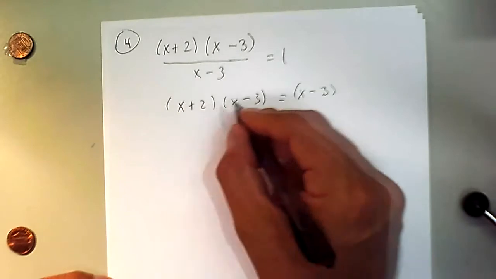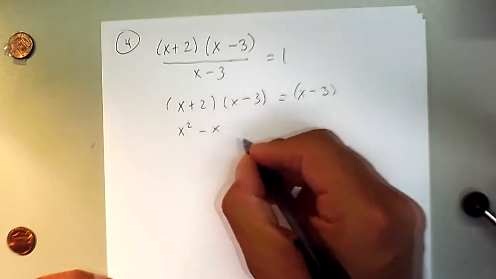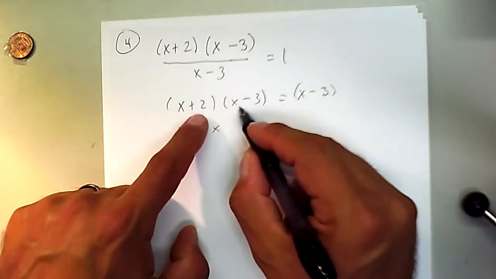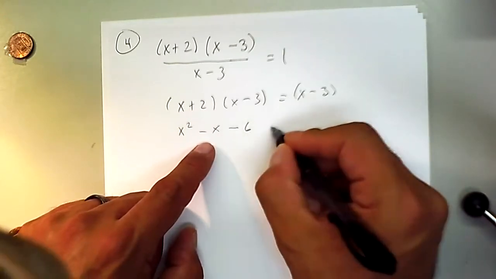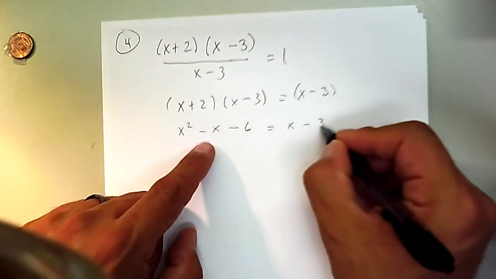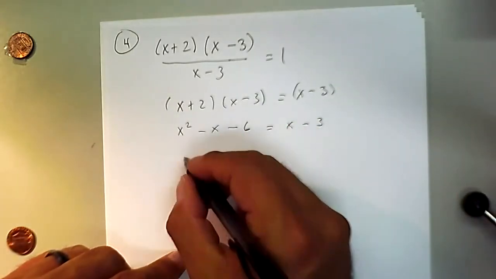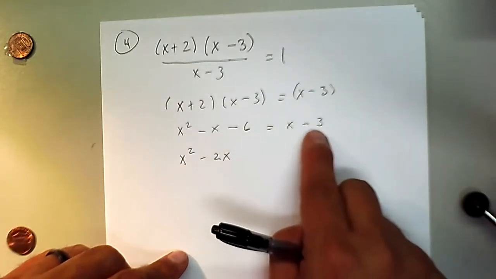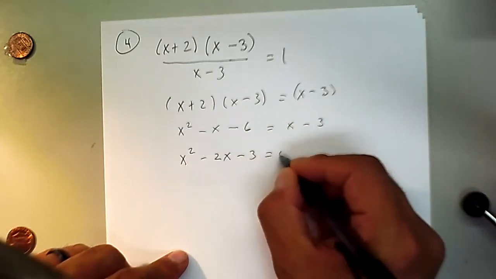Actually, let's multiply this out and see what happens. X squared minus x, because when we FOIL, we got negative 3x and positive 2x, so we have negative x. Minus 6 is equal to x minus 3. We can subtract an x from both sides of the equation, so we have x squared minus 2x. And then we can add 3 to both sides of the equation. Minus 3 is equal to 0.